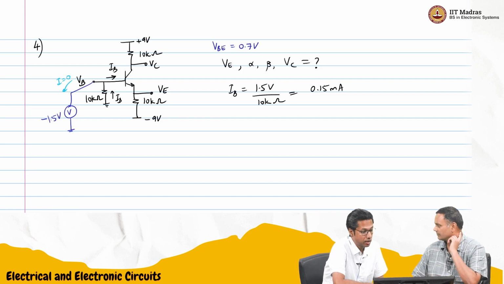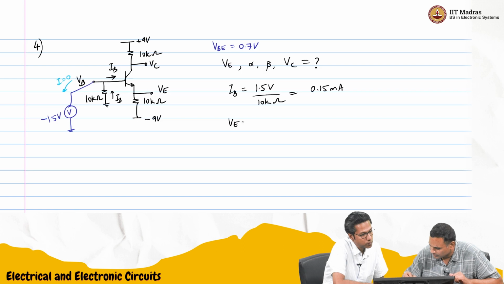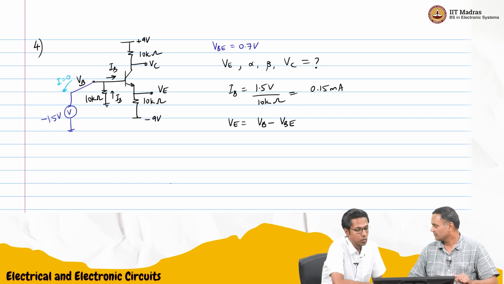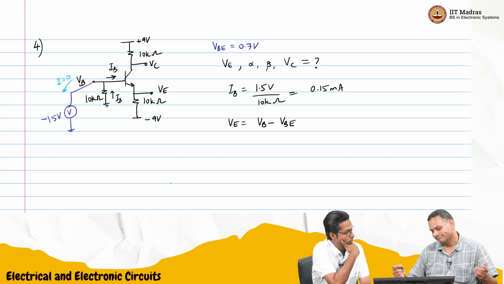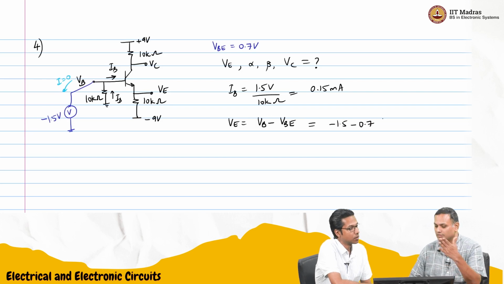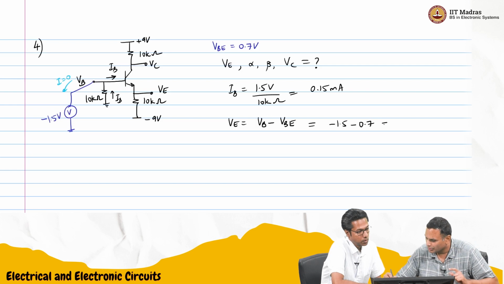VBE is given, so we can find out VE directly. It's minus 1.5 minus 0.7. The emitter voltage is 0.7 volt below the base voltage. So minus 2.2.